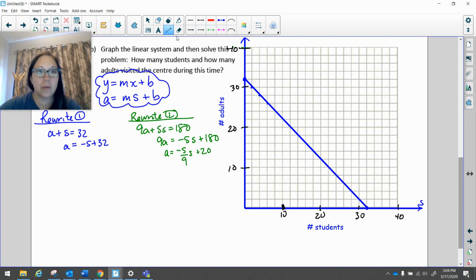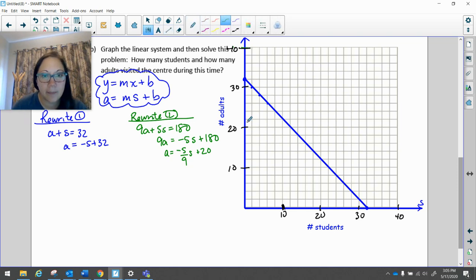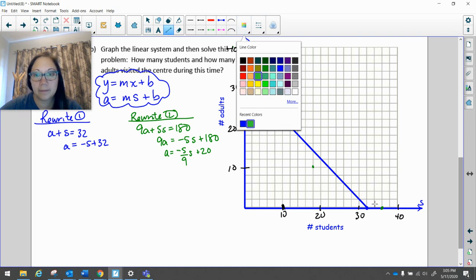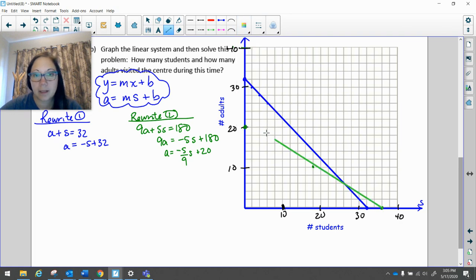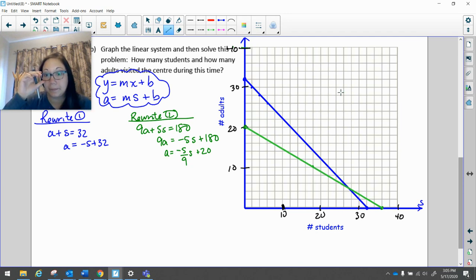All right, my line 2, which will be done in green, has an intercept of 20, and it goes down 5 and over 9. There's 1, and then down 5 and over 9. So it ends here. So there's my green line, and of course I'm going to draw it to make it more obvious, to connect its points. So there is my green line.